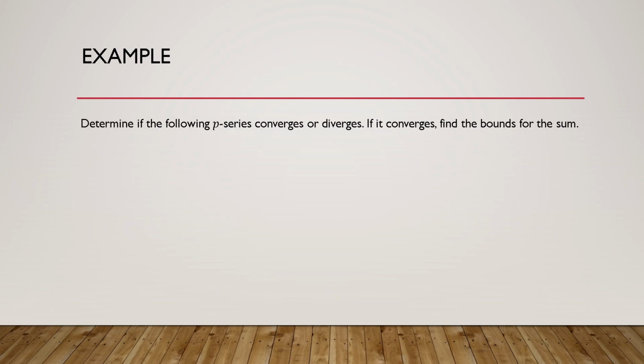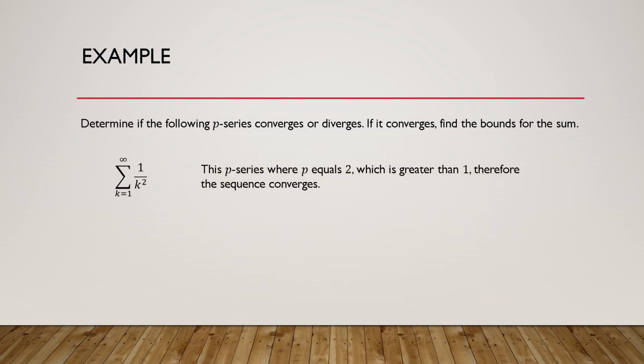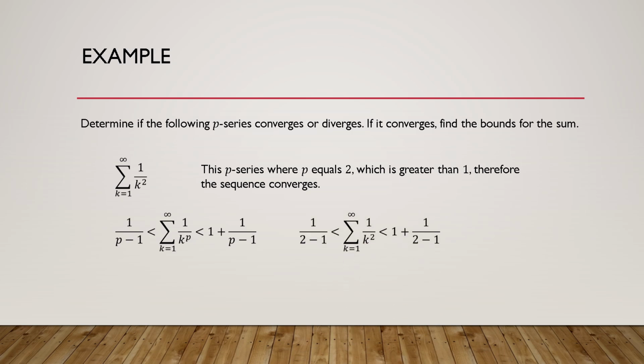As an example, determine if the following p-series converges or diverges. If it converges, find the bounds of the sum. The sum from k equals 1 to infinity of 1 over k squared. This is a p-series where p equals 2, which is greater than 1, therefore the series converges. In this case, we substitute p in the bounds equation with 2, then simplify to arrive at the sum being bounded by 1 and 2.